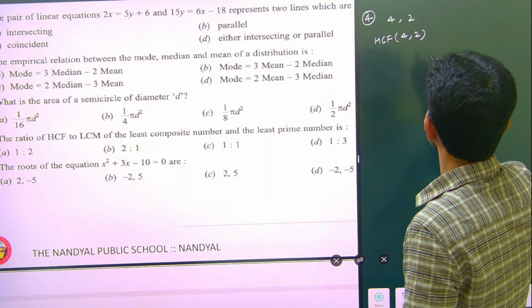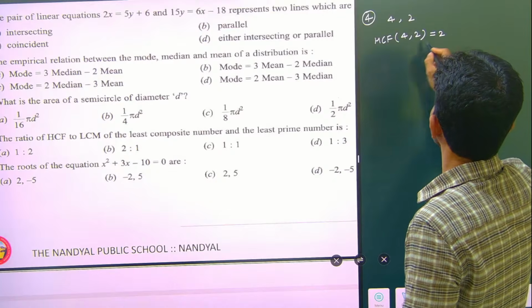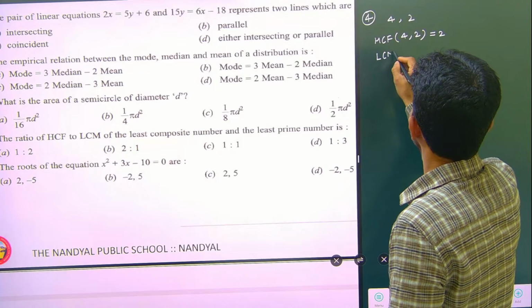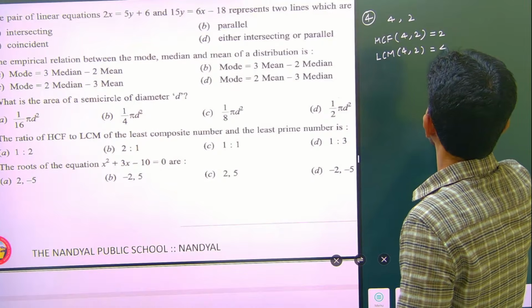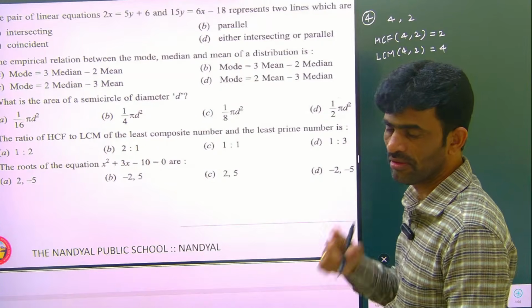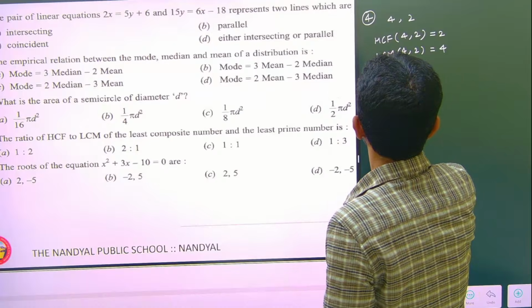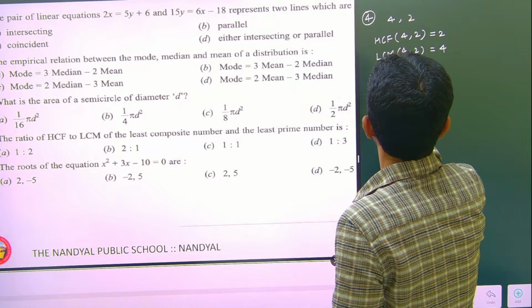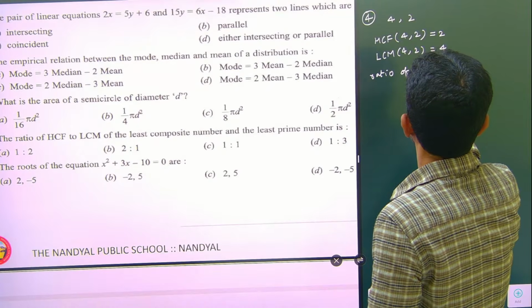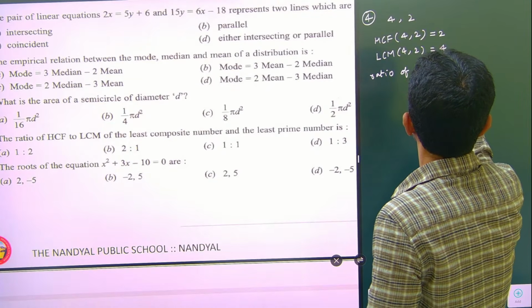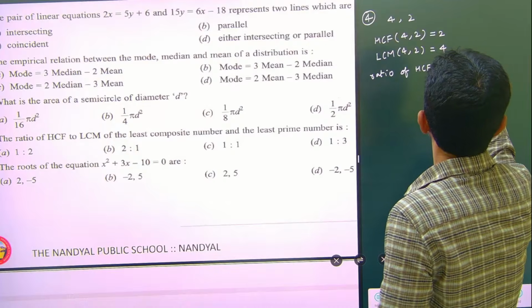HCF of 4, 2 is 2. LCM of 4, 2 is 4. Now we have to find out the ratio. Ratio of HCF and LCM is equal to 2:4.